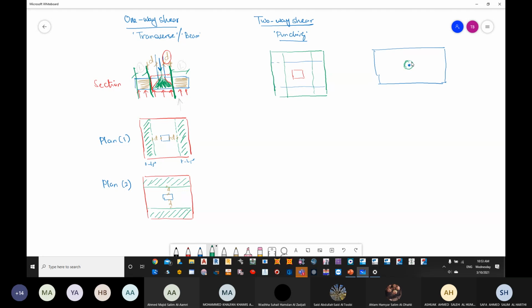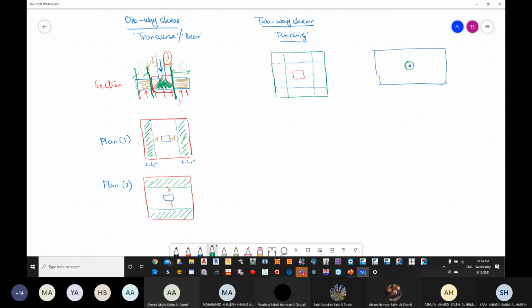Okay. Now, in this scenario, what the code says for you, if the column is so strong and it's trying to punch, it's trying to cut your foundation, something called punching shear needs to be checked. Okay, needs to be checked, which is going to be having a distance of 1.5D. Okay, so now instead of having 1D, now we are going to have 1.5D according to the code.